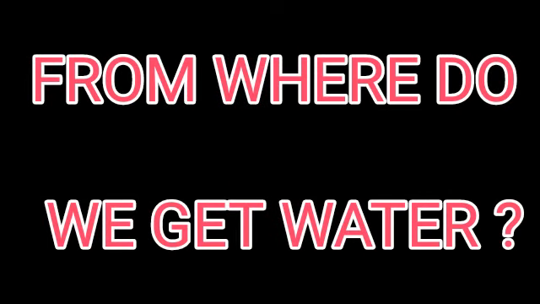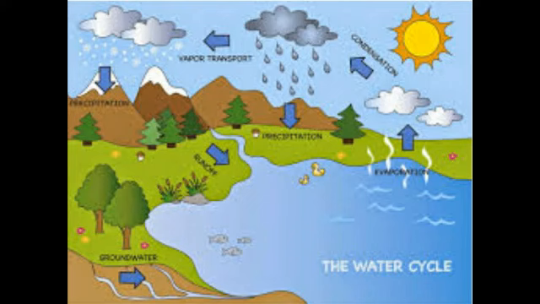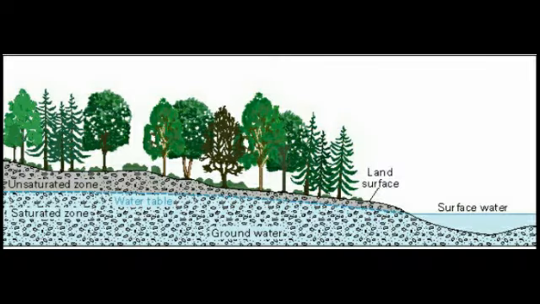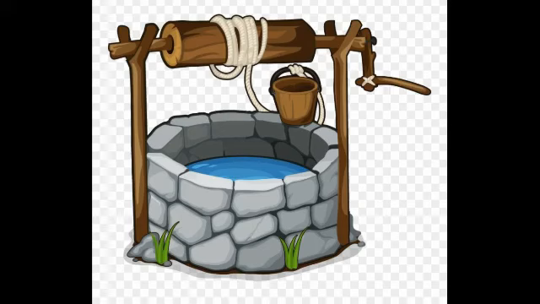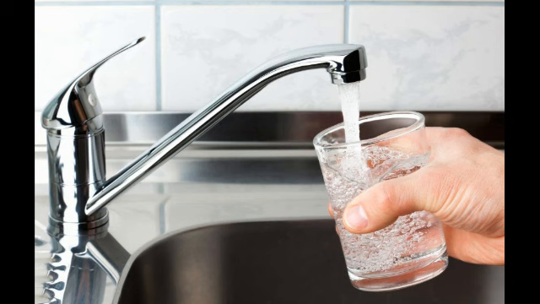Do you know from where we get water? Scholars, we get water from ponds, rivers, wells, lakes, etc. All this water comes from rain and snow on mountains. Water is also present under the ground. We get this water from wells and hand pumps. We get water from taps in our home from all these sources.